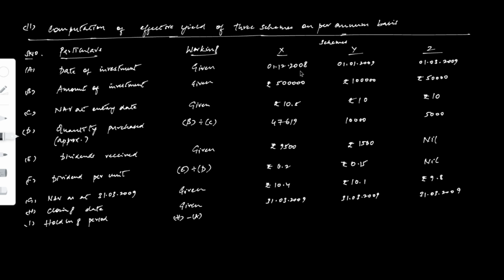So for December it is 31, plus January 31, February 28, plus March 31. That is 31 plus 31 plus 28 plus 31, that is 121. Here it is from January, so 31 plus 28 plus 31, that is 90. And here it is only March, that is 31. So now we have all the details.